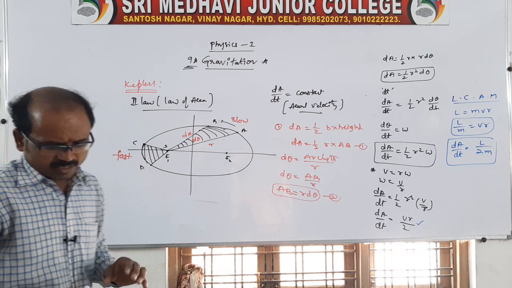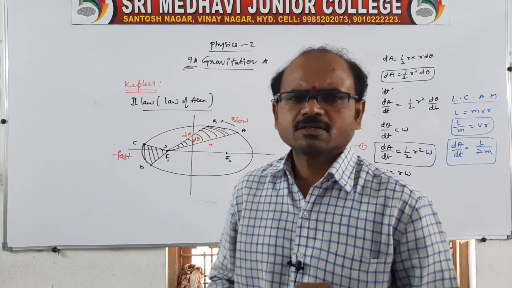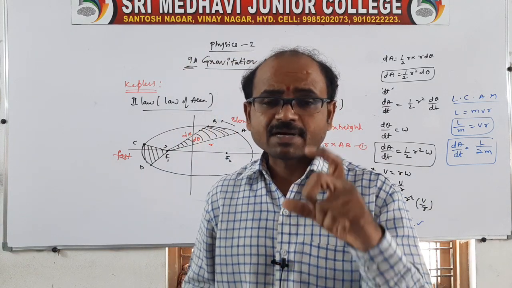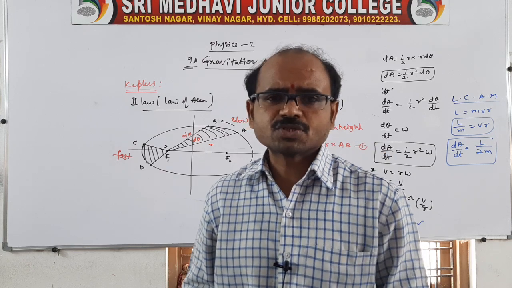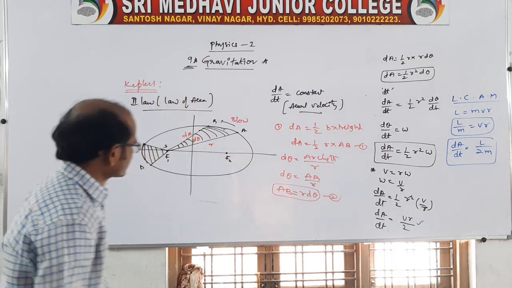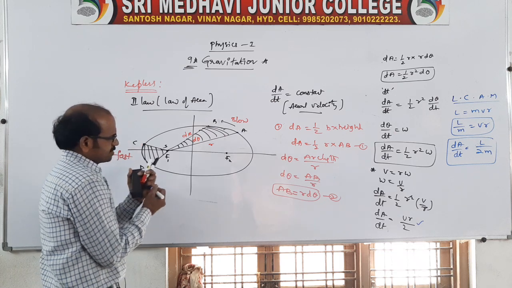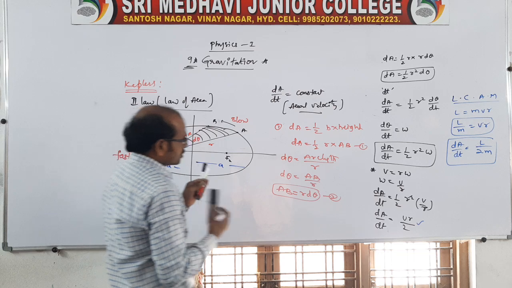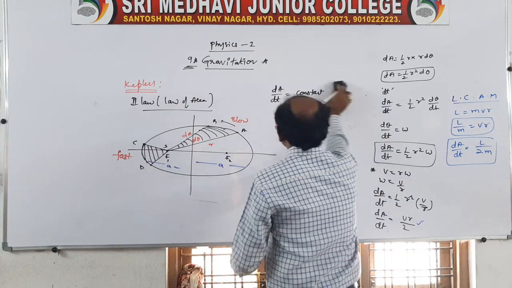And we'll move to the third law. Sir, what is the third law? Very simple. The square of the time period is directly proportional to the cube of the semi-major axis. So there will be a semi-major axis. We can take this as the semi-major axis, of course, it is A. So the third law will be what? Very simple, third law.